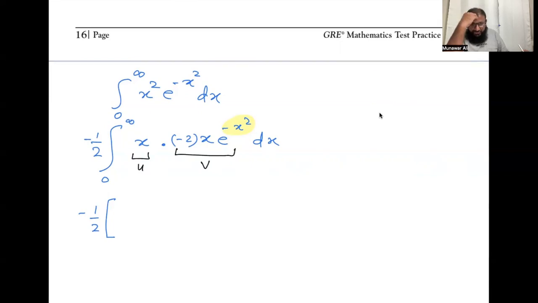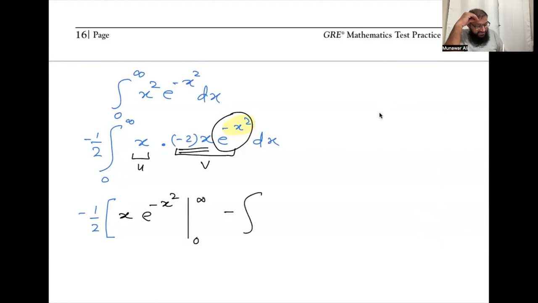So you know very well u times integral of v. So u stays the same. Integral of v, since I have exponential and its derivative is there, my answer is simply the exponential function that I have. So this is simply the reverse chain rule, you know very well. And the limit is from 0 to infinity, minus integral 0 to infinity, derivative of u, which is going to be 1, and the integral of v, which is e to the negative x square dx.